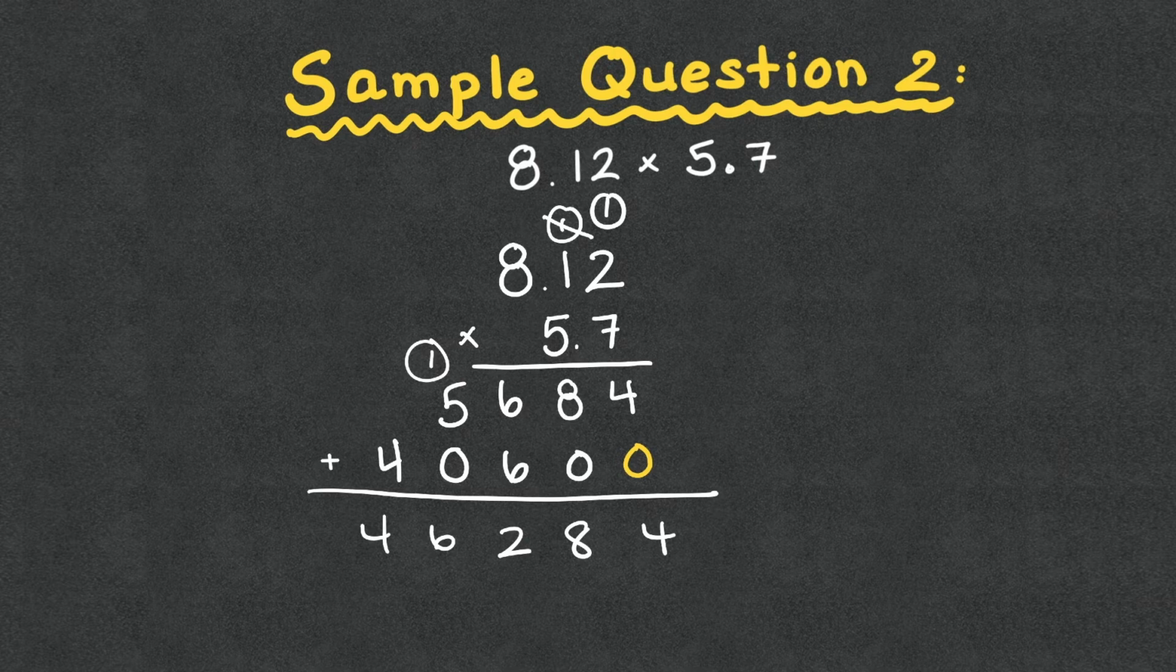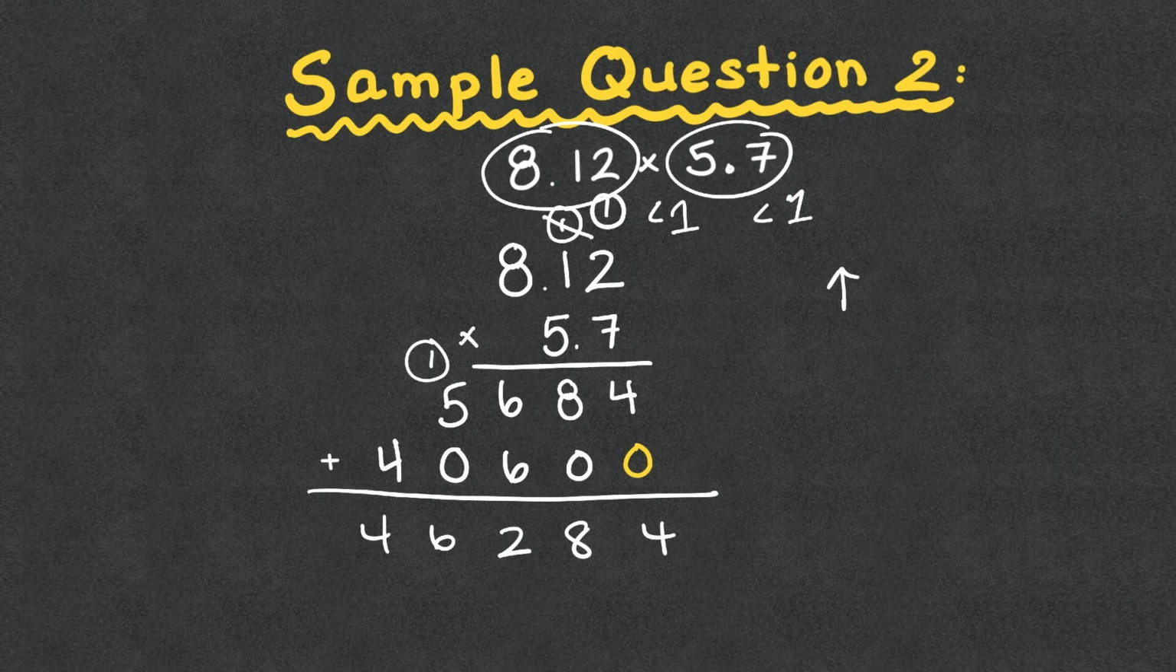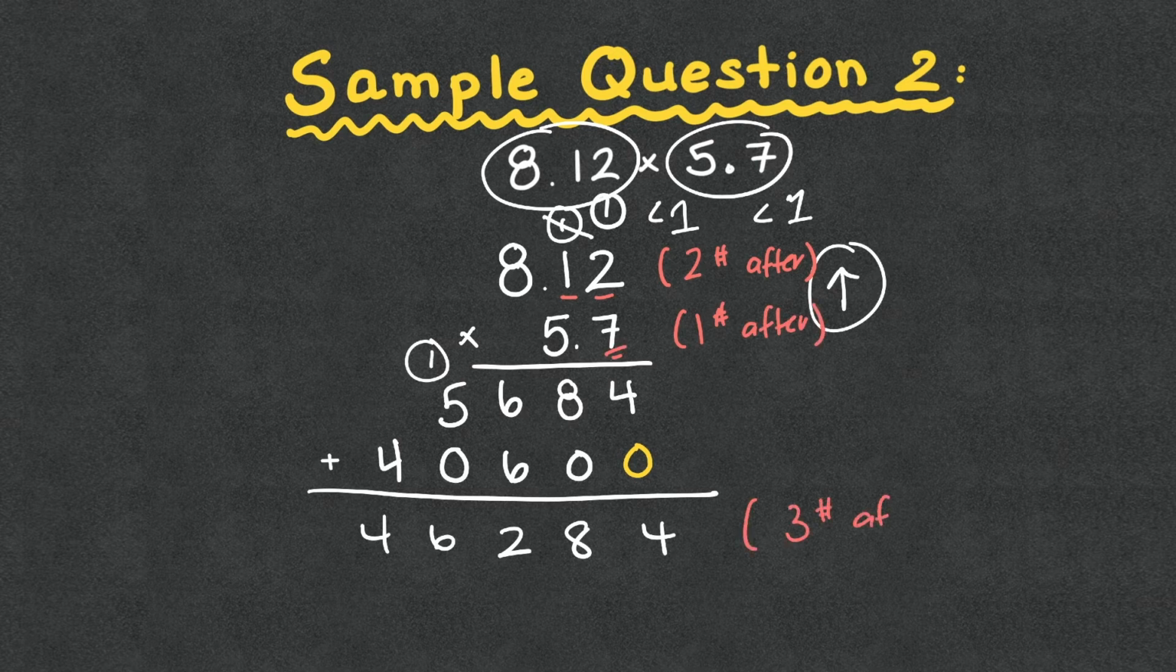Now notice how both of our numbers here are both greater than 1 whole. So that means our answer is going to be larger than 8 and 12 hundredths. Again, we use our decimal rule. Here we have 2 numbers after. 5 and 7/10 has 1 number after the 7. So that means in our final answer, we're going to have 3 numbers after. So in this case, 1, 2, 3. We have 46 and 284 thousandths, which does make sense. It is larger than 8 and 12 hundredths.